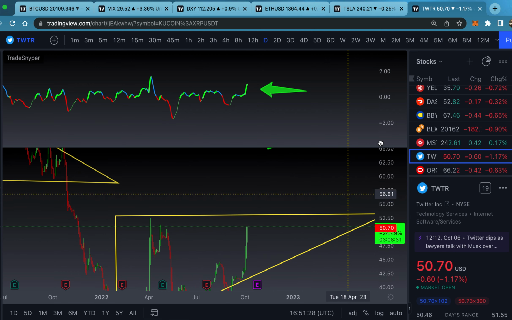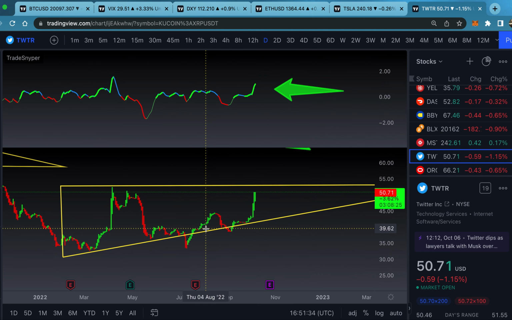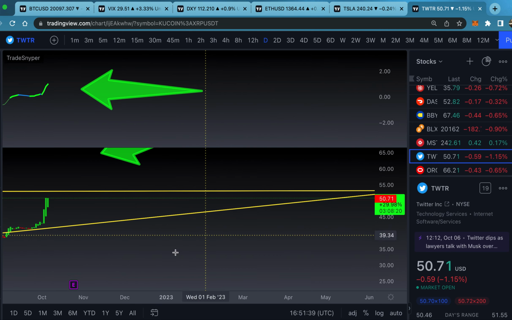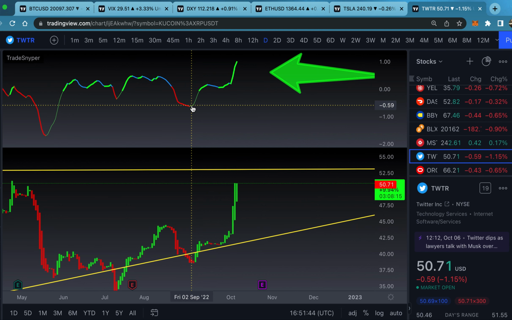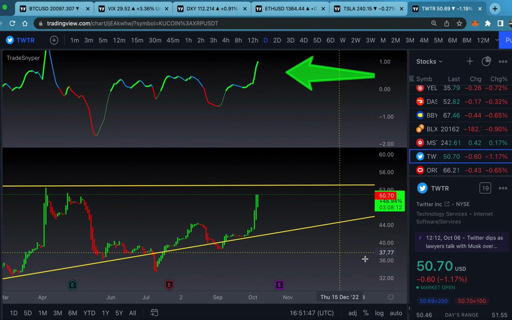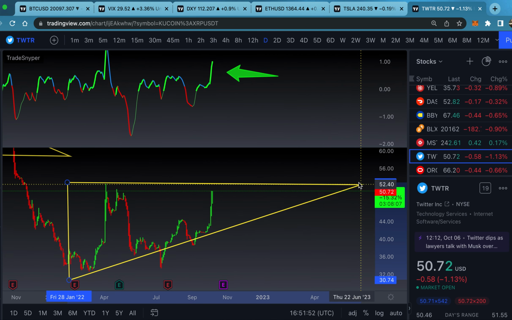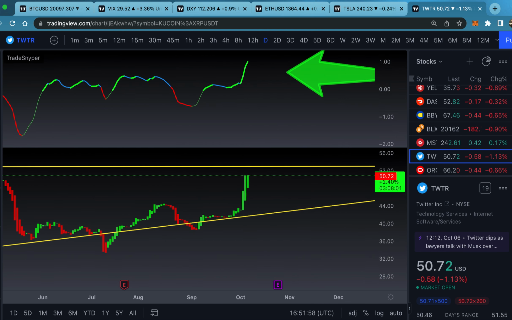Twitter, everyone's talking about Twitter since Elon's buying it. We could see Twitter is in an ascending triangle structure right here. We'll notice that the Trade Sniper flipped green on the daily as we zoom in, back on September 2nd. So, Elon Musk news or not, this would have gotten you in on September 2nd, at a price of around $38. As you can see here, it ripped to the upside.